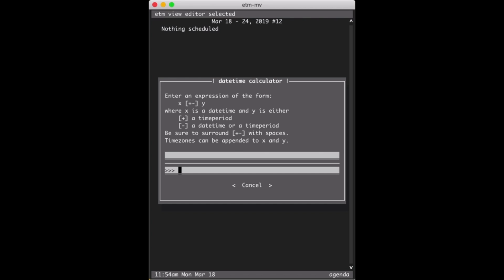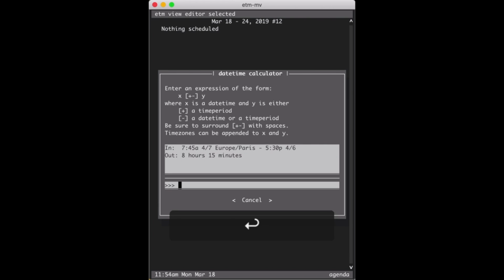So here is the arrival time in Paris, 7:45 a.m. on April the 7th. And I'll subtract the departure time, which is 5:30 p.m. on April the 6th in the local time zone. Voila, 8 hours and 15 minutes.